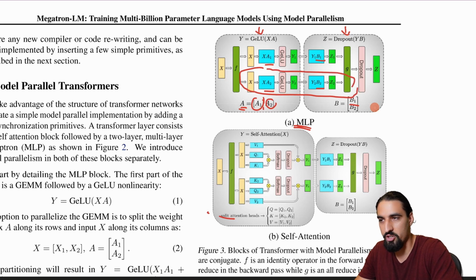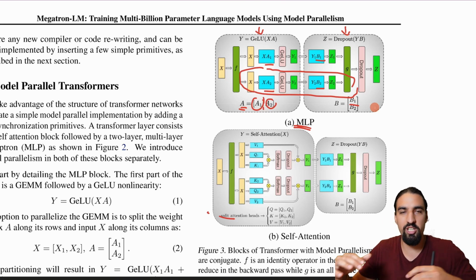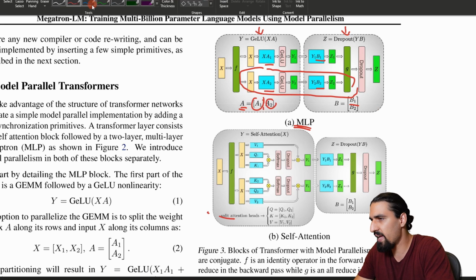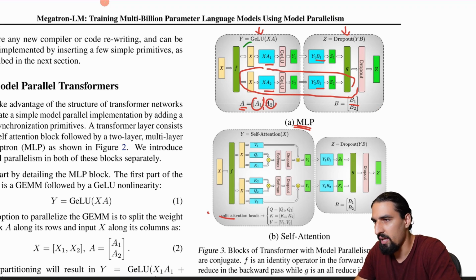And then there's this G operation going on, which is going to synchronize the 2 devices. More on that a bit later. And the second device, obviously here, is processing the second part of the MLP. Okay, so it has the A1 and B1. So that's how we achieve the vertical splitting.